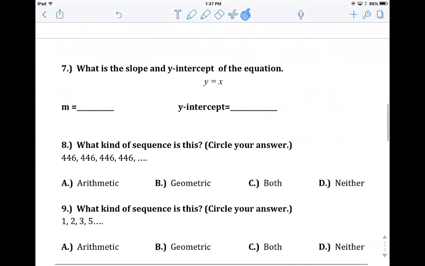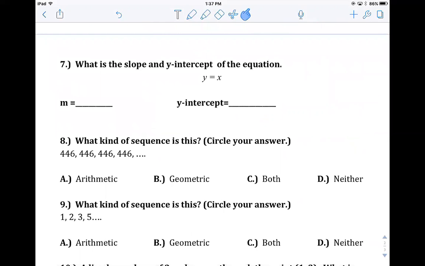Turning to the next page, we want to find the slope and y-intercept of our equation. So remember our equation y equals mx plus b. M is the slope. If we look in front of our x, we don't see a number, but we do have an x. So we can't say it's 0, because there would be no x then. So if we have an x but do not see a number, it is always a 1. Our y-intercept is what's added or subtracted at the end. If that is missing, that will be 0.